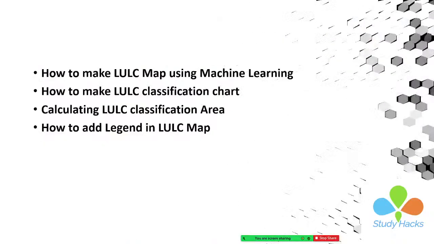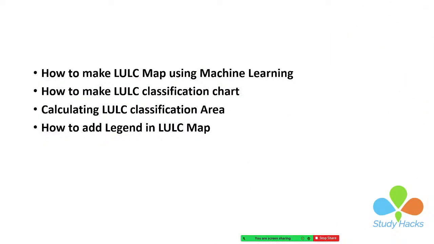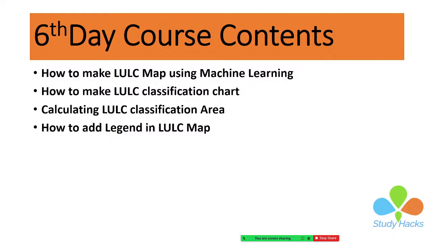Today our topic is that mainly in these 2 days we will discuss the land cover classification map, and we will focus all of the work on land cover classification. Mainly, how you can make the land cover classification map using the Google Earth Engine platform, how to use different types of machine learning methods, how to make the land cover classification chart, how to calculate the area, and how to add the legend on the land cover classification map. We will cover all of the details. So basically this is our today's sixth day training course content.